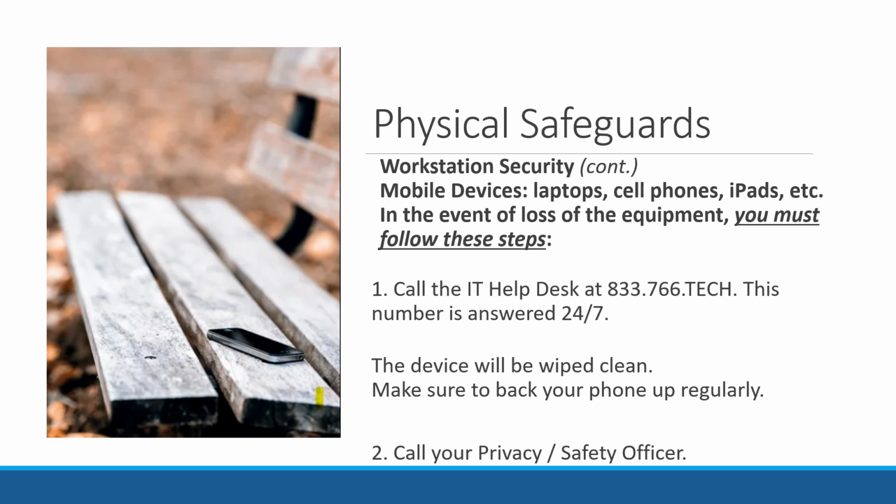Here are some steps you must take if you happen to lose a device that has or can access patient information. First, you must let IT know right away. Their phone is answered 24 hours a day, 7 days a week, 365 days out of the year. They will take steps to remotely wipe your device and put everything back to factory settings. So be sure you back up your phone regularly if you use it for work purposes. You will also need to call your privacy officer, as they will get in contact with the insurance company. IT can help you get in contact with them if you don't have their number handy.